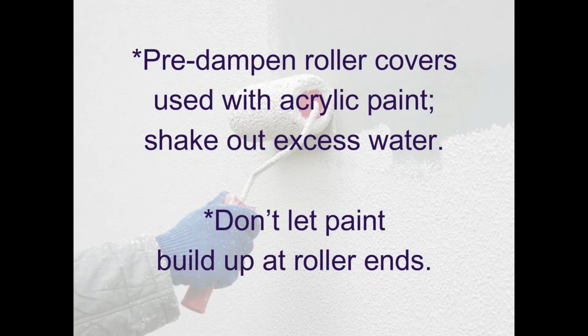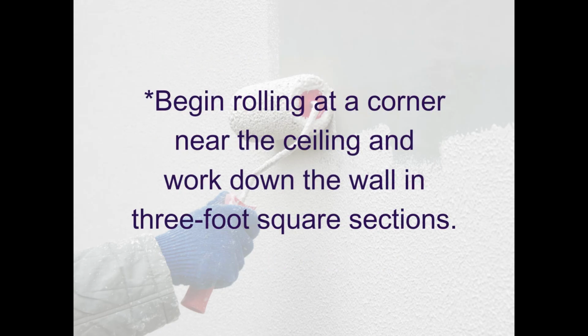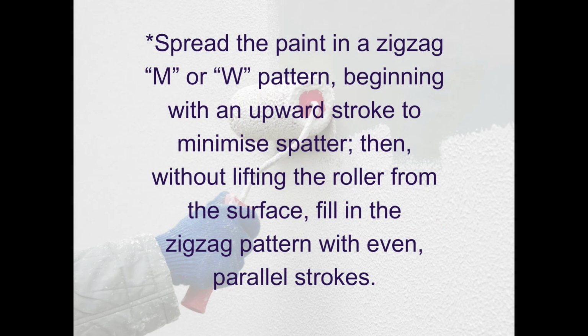Use pre-dampened roller covers with acrylic paint. Shake out excess water. Don't let paint build up at roller ends. Begin rolling at a corner near the ceiling and work down the wall in 3-foot square sections. Spread the paint in a zigzag M or W pattern, beginning with an upward stroke to minimize spatter. Then, without lifting the roller from the surface, fill in the zigzag pattern with even parallel strokes.